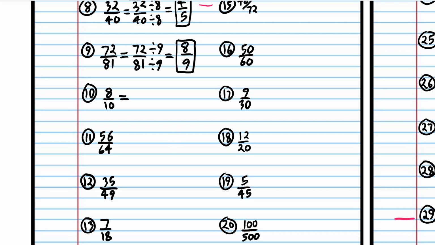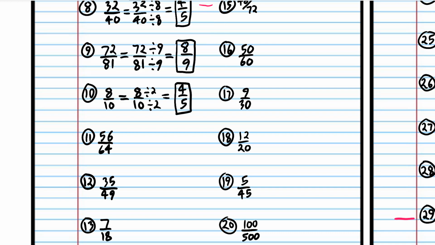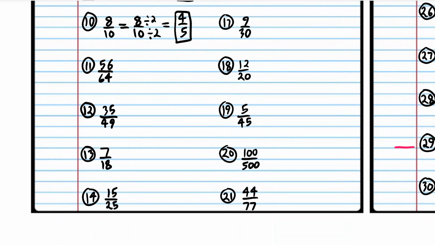All right, we're back. So 8/10, I know that 2 times 4 is 8, and 2 times 5 is 10. So I know I can divide both sides by 2 to get 4/5. So if you did that correctly, pat yourself on the back. If you didn't, that's completely fine. We're going to go on to the next problem. And you can try the next problem.